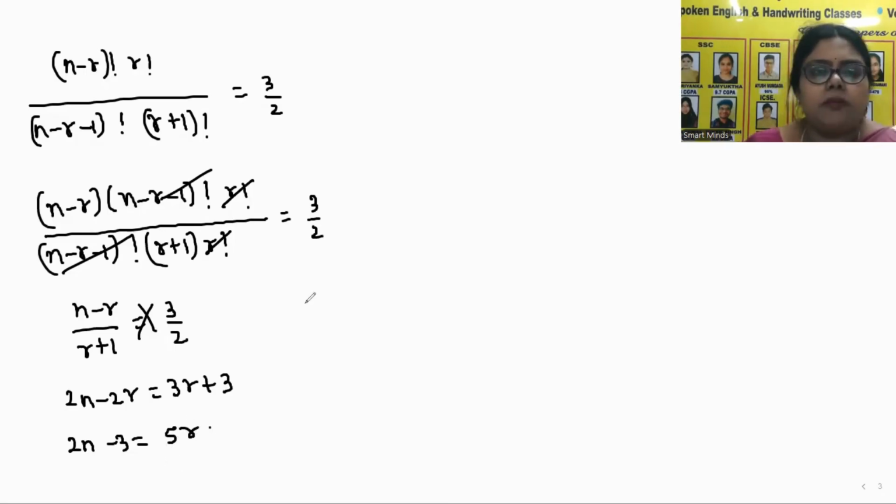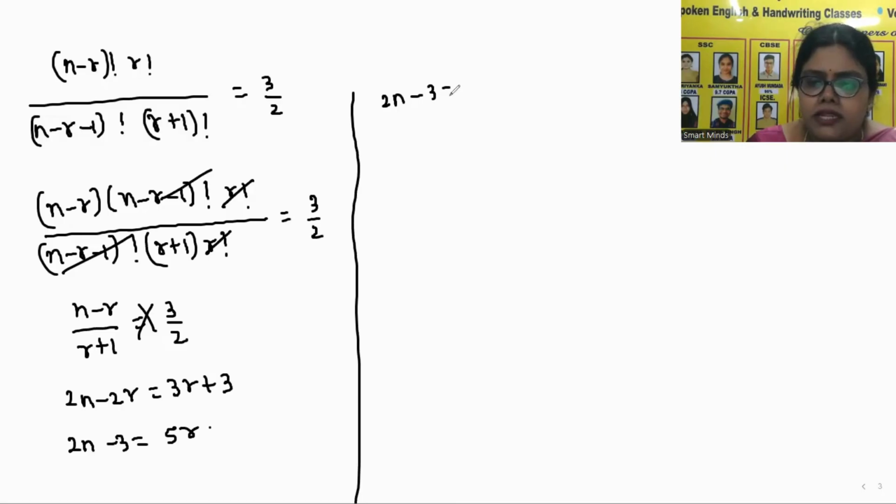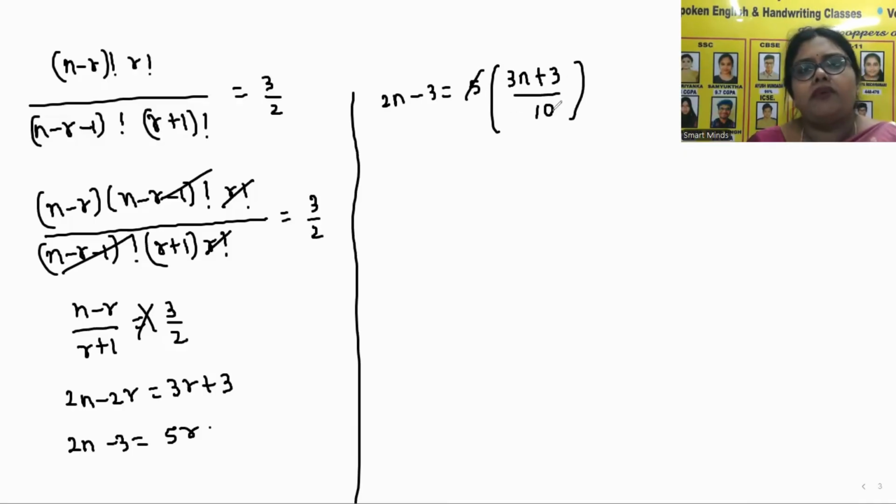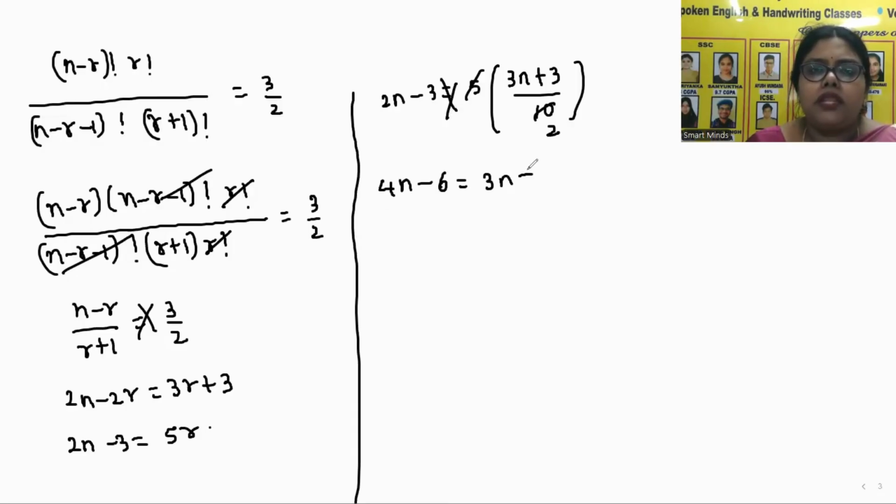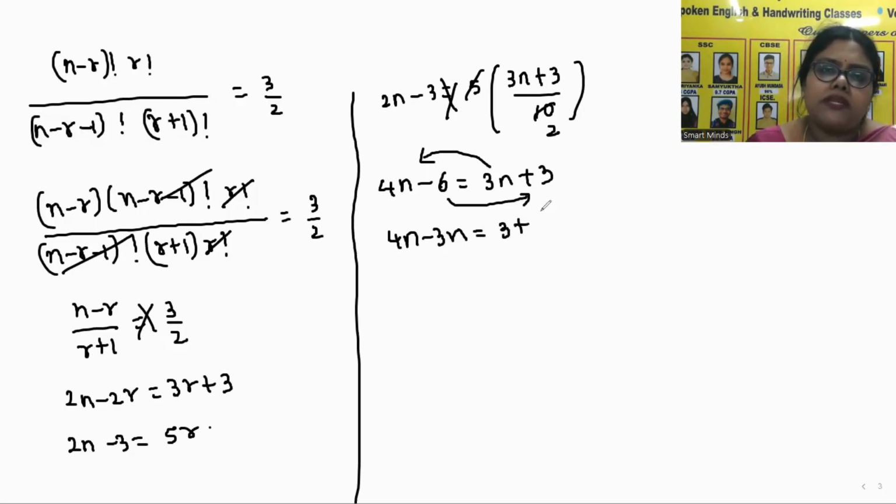See equation number 4. We got the r value. 2n minus 3 is equal to 5 into (3n plus 3) by 10. Now 5 ones are 5, 5 twos are 10. Cross multiply: 4n minus 6 is equal to 3n plus 3. Take 3n this side, minus 6 that side. So 4n minus 3n is equal to 3 plus 6. So n is equal to 9.